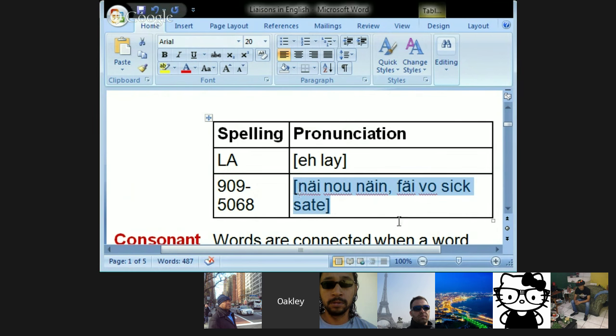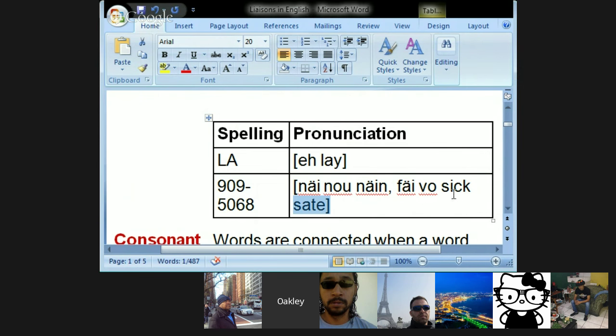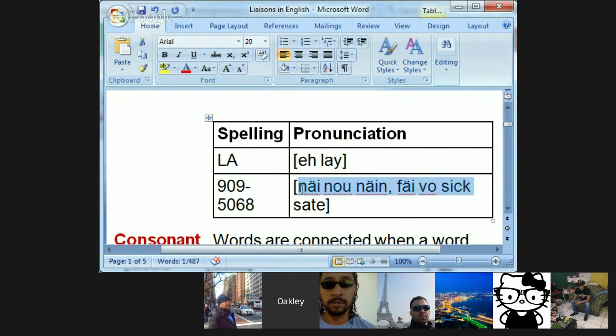99506. 506. Sate. Uh, 506. Forgot the sate. But that was really good, though. Joining the sounds. You pronounced it exactly as it is here in the pronunciation part of the table. That was actually very, very good.